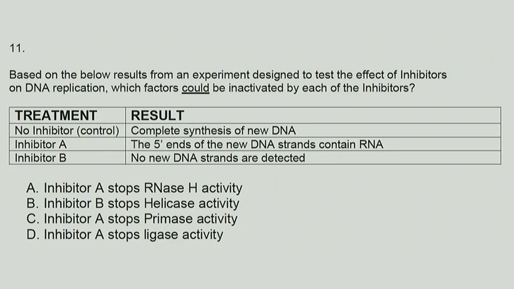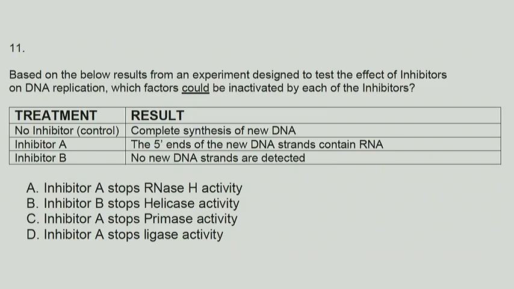Okay. And then what about inhibitor B? Inhibitor B, you just see no new DNA strands detected. Is inhibitor B stops helicase activity consistent with that? Yes. So you need to peel the strands apart in order to do this synthesis. So the answer for this one is A and B.